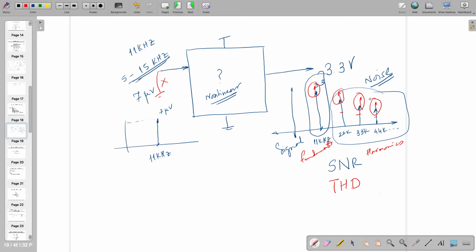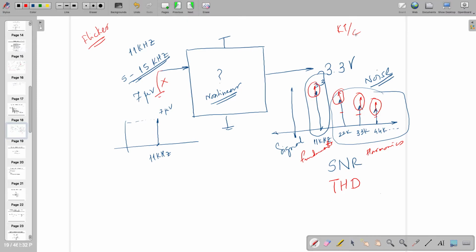For the case of KT by C noise, that is how it is. For flicker noise, right now you can't do anything. It's not so simple as KT by C, right? You need to use some different technique.